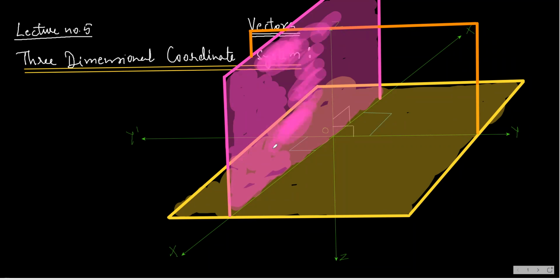This is the YZ plane. Sorry, this is the XZ plane. The pink one is the XZ plane. It is a vertical plane. The XZ plane is constituted by the x-axis and z-axis. And then you have the YZ plane, the orange plane. See this one.